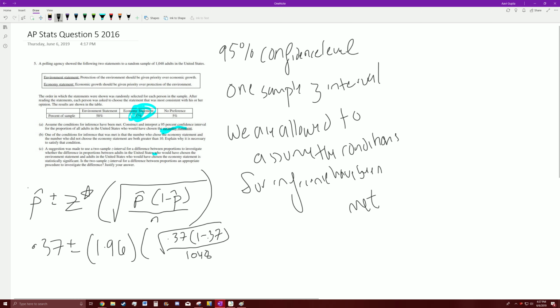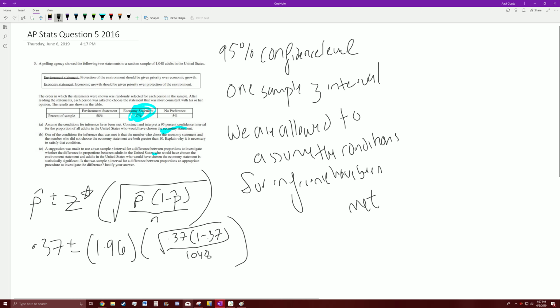Sorry, when I said p hat, we don't know the population proportion. That's why we're using p hat. We're using the estimate. We don't know the population proportion. We know the sample proportion. Therefore, we use p hat. Just correcting what I said earlier. Okay, and then close parentheses.